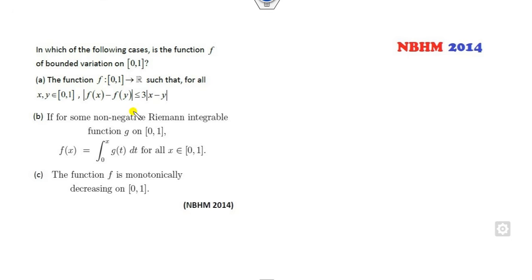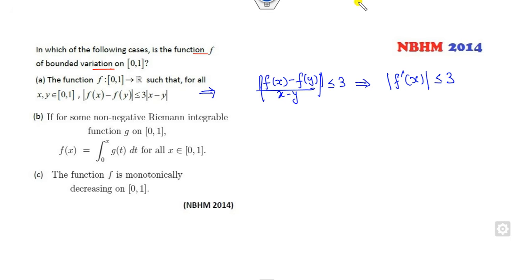Look at this another one. Which of the following functions is of bounded variation? Very simple. You can see what it means. I can write the first function: the modulus of f(x) minus f(y) over x minus y is less than 3. What does it mean? f dash of this is less than 3. It means f satisfies the Lipschitz condition. If f satisfies the Lipschitz condition, it means it is of bounded variation. So yes, it's correct.